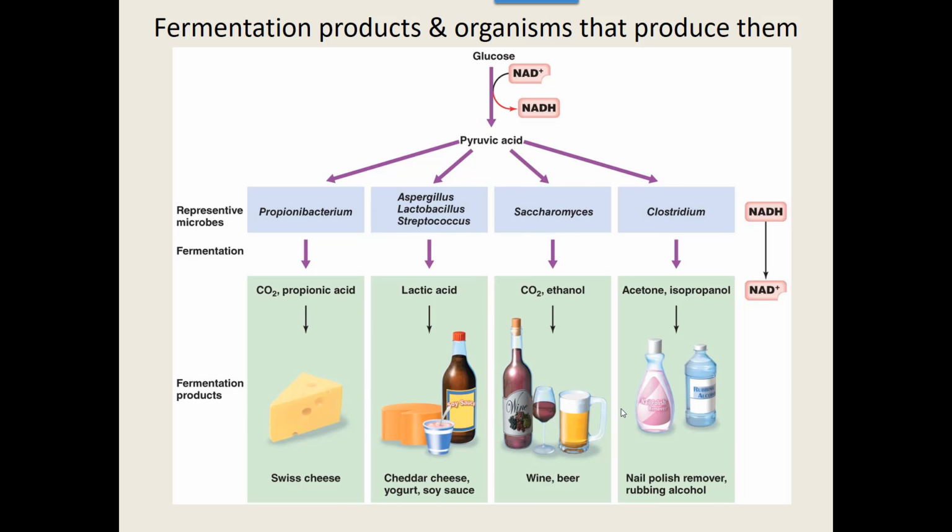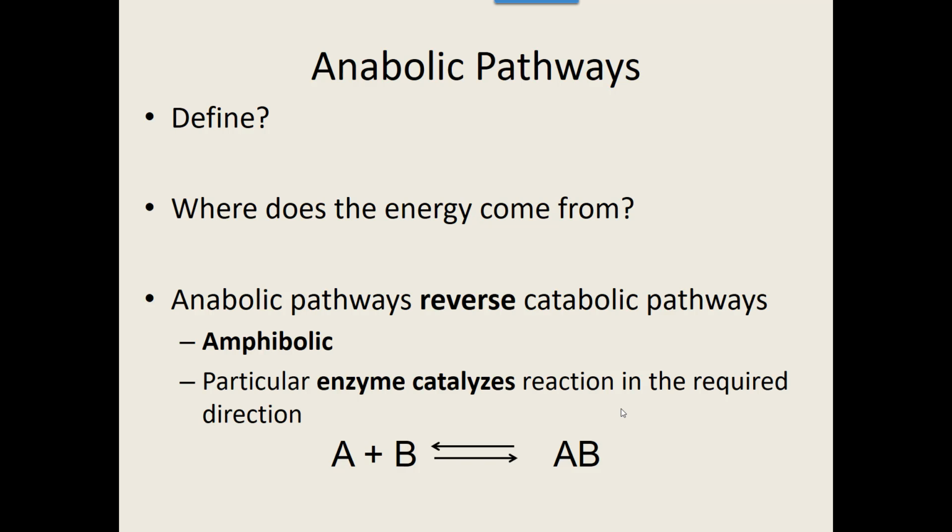Now, the last part that I wanted to talk about in this PowerPoint are anabolic pathways. So everything else was really all about catabolic, breaking down carbohydrates, and getting all that energy that we can out of it. Well, an anabolic pathway, this is a synthesis reaction. So we're going to make something and it requires energy. So it's the opposite of catabolic. Catabolic was breaking things down, releasing energy. Anabolic is we're building things up and it requires energy.